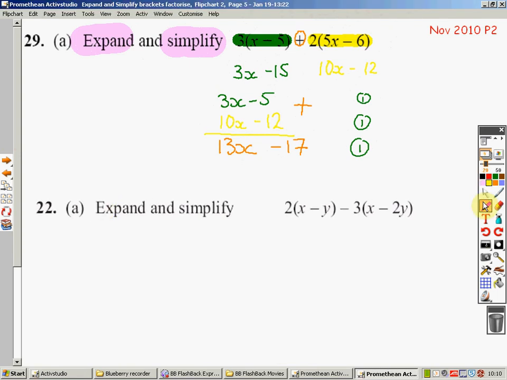Expand and simplify. So we've got the expand and the simplify. So we know we're multiplying out these brackets. Okay. First of all, the green and the yellow. Just on the green underneath there so we can actually see what we've written.